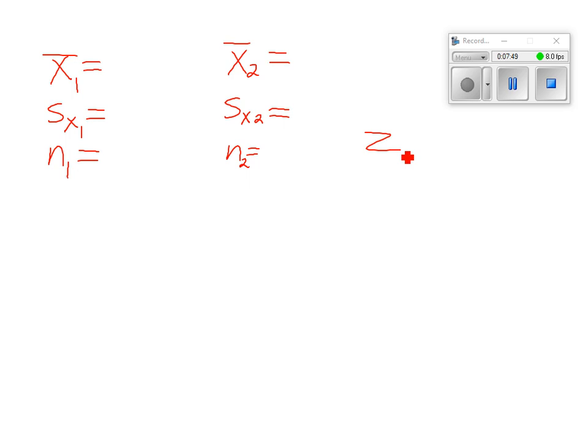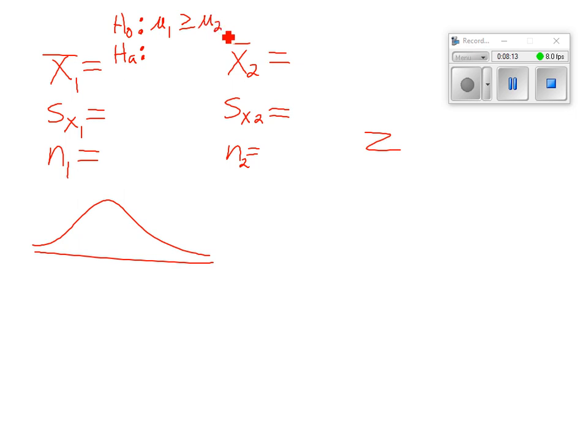Now, the other thing that might be hard on this one is for your HO and HA, what was the claim this time? Study is spent less time in 1980. So less time. So our HO and our HA. HO is equal to or greater than, like mu1 is equal to or greater than. Is that our claim? No. Our claim is we use less than. So that's our claim this time. Left-tailed, right-tailed, or two-tailed? 2.